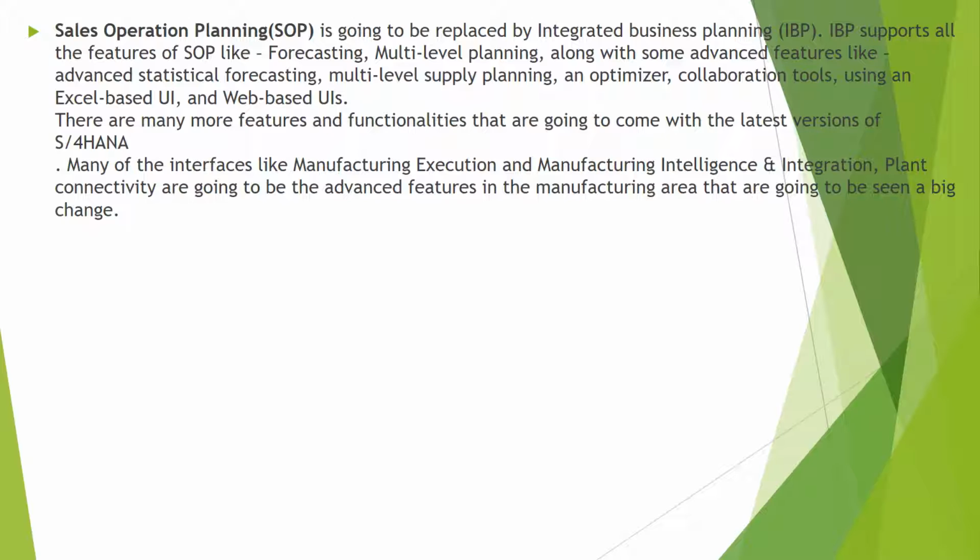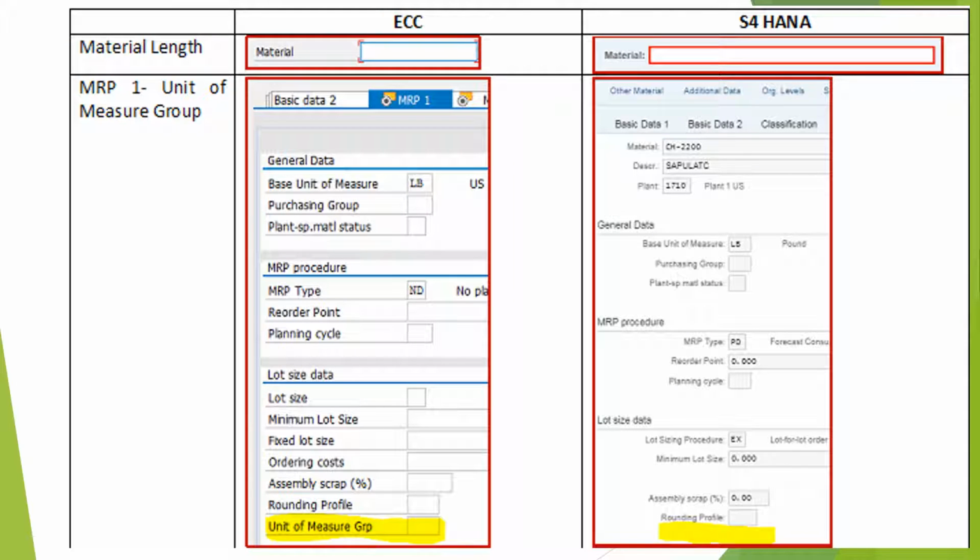Many of the interfaces like manufacturing execution, manufacturing intelligence and integration, and plant connectivity are going to be the advanced features in the manufacturing area that are going to be seen. Yeah, it will give you a big change. Okay, and as already told, let me show the screen of MRP1 unit of measure group. In case of ECC, we have this unit of measure group, and in SAP S/4HANA on the right side, we are not having any unit of measure group, highlighted in the yellow color.